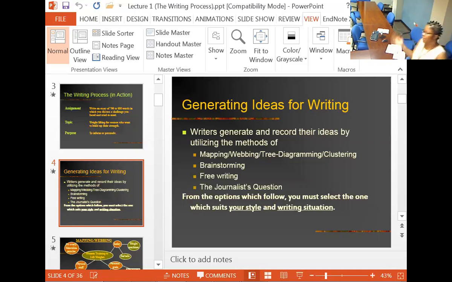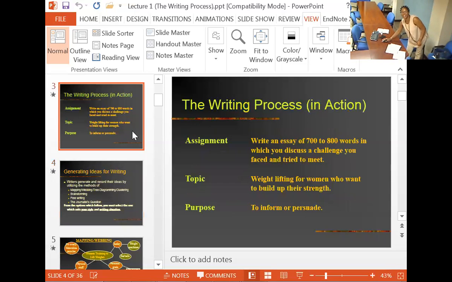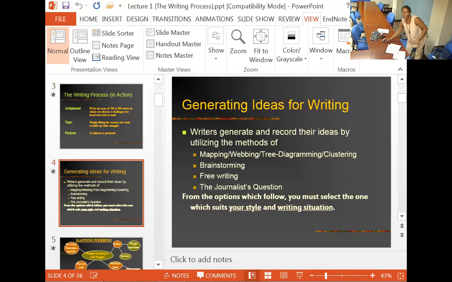So if you're brainstorming about this idea, weightlifting for women who want to build up their strength, what are the things that we want to include in this essay that we're writing?